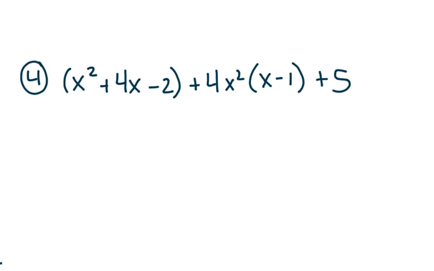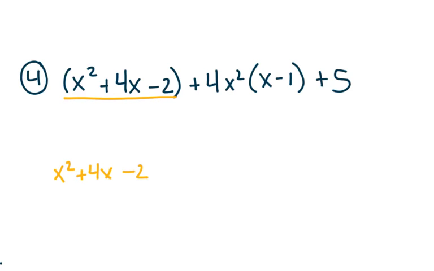Our fourth example is the more complex and is definitely the longest. But again, go back to your basic rules. If I take a look at my first polynomial expression, there's nothing to distribute to that. There's nothing that I'm combining with it right now, so I'm just going to go ahead and rewrite it as is. X squared plus 4x minus 2. So now I get to the 4x squared times x minus 1. So this is the first time where I have to distribute.